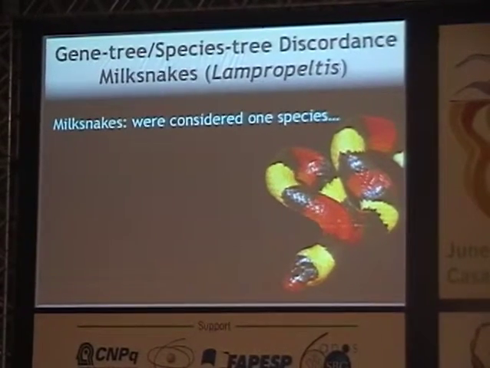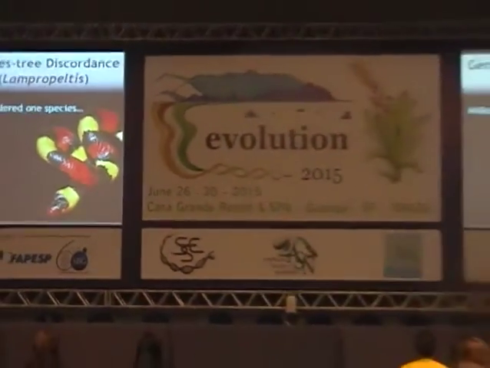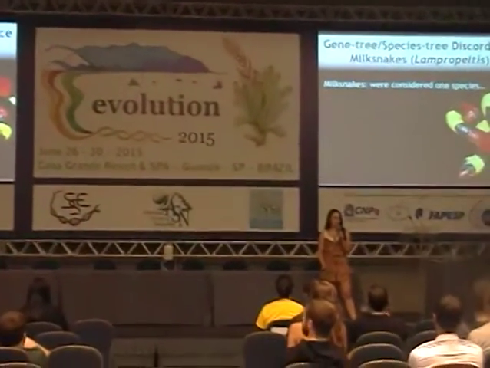For this data set, I'm going to talk about milk snakes. This is what I worked on for my dissertation. Just to give a little bit of background before I go into the nuts and bolts of the discordance: for a long time, milk snakes were considered one species. And not just a single species in the United States, but a single species that ranges all the way from southeastern Canada throughout the United States and Central America, getting all the way to the southern extent in Ecuador. These snakes are often considered exemplars in Batesian mimicry studies.